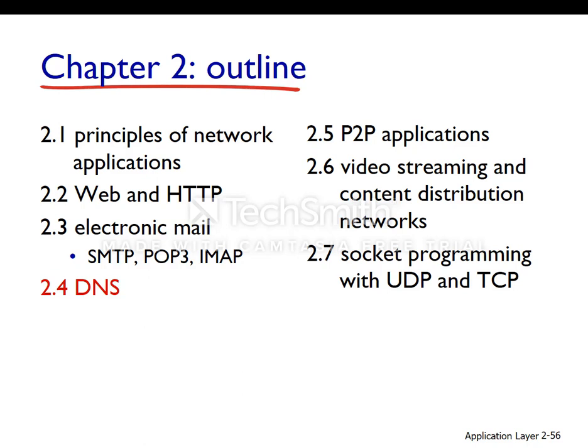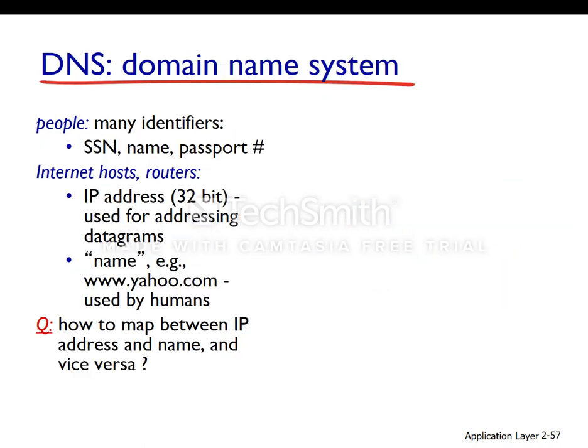In this video, we're going to talk about DNS, the domain name system. Now, people have many identifiers, right? A social security number, a name, a passport number. In the Jamaican context, your TRN, your tax registration number. All these things, with the exception of the name for people, the rest of them are numbers.